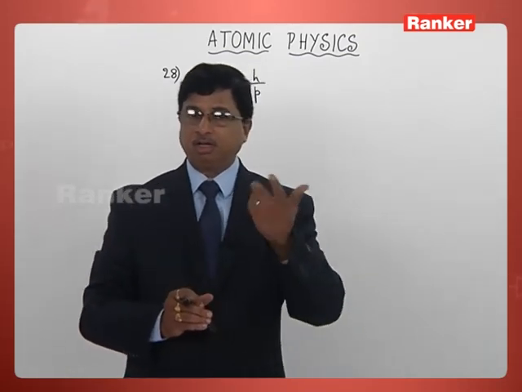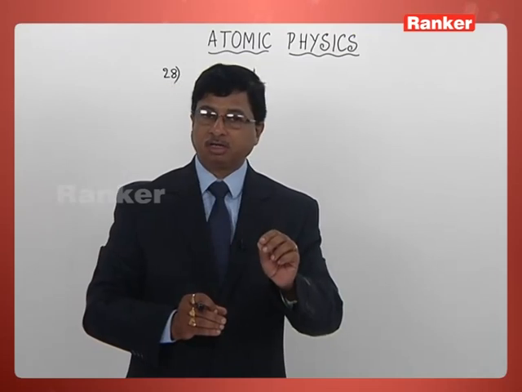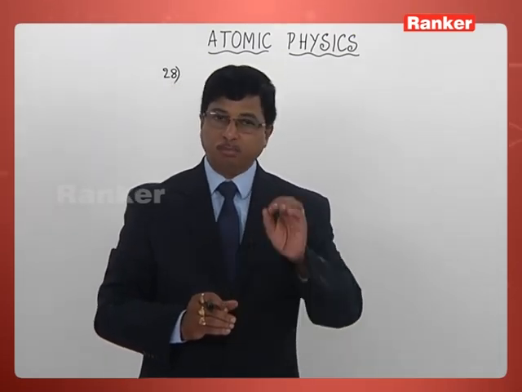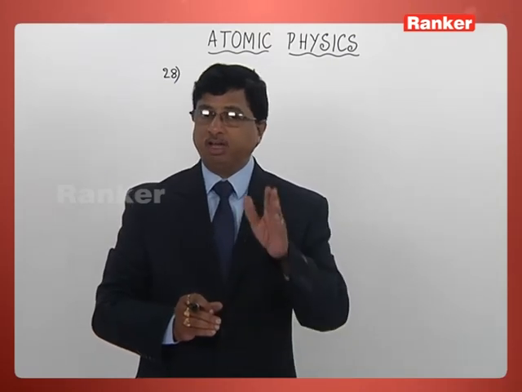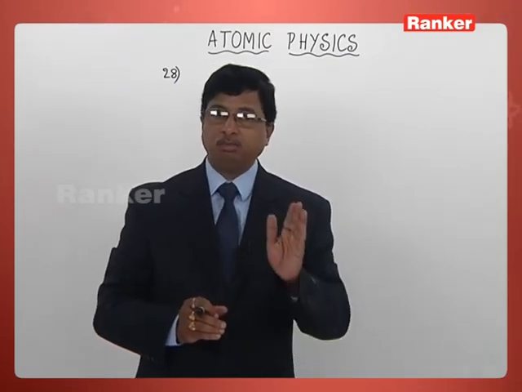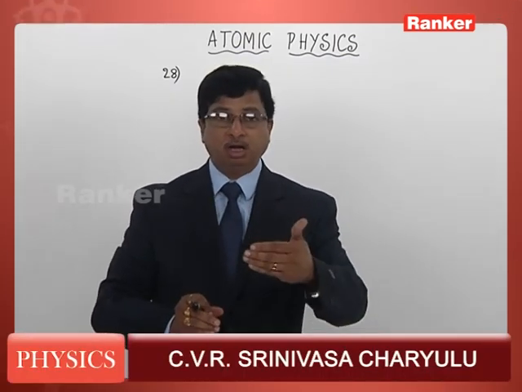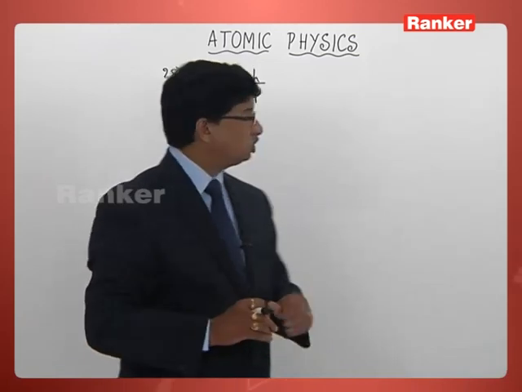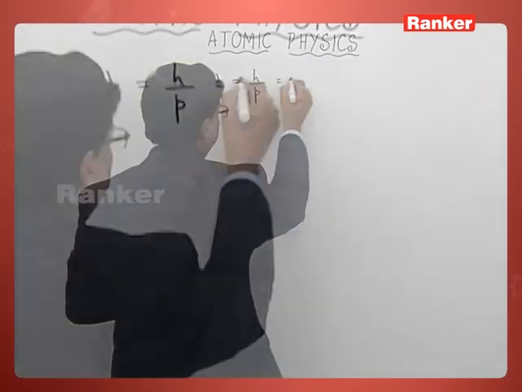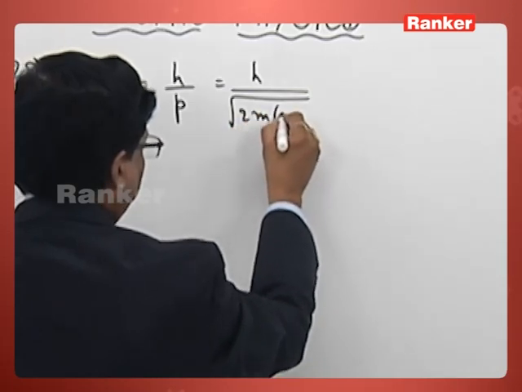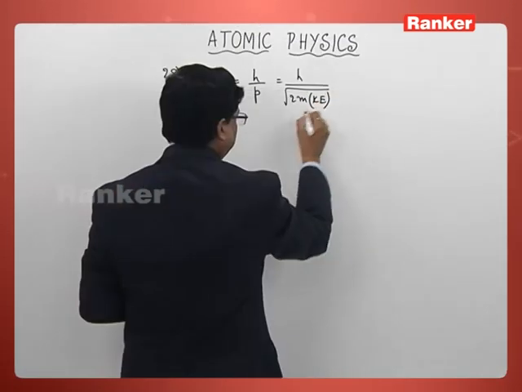Here only one particle is being taken up. That particle is an electron. Therefore, its charge remains constant and its mass remains constant. Every other feature of that electron will be the same, excepting the kinetic energy, which is doubled according to the given problem. So we can directly write now lambda = h by root of 2m into kinetic energy.